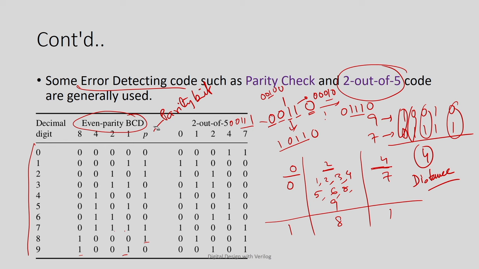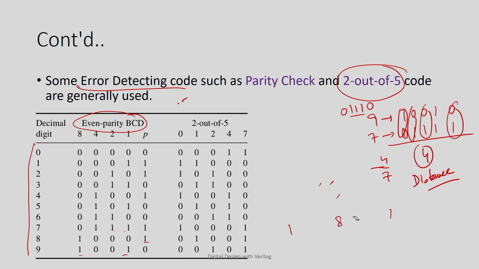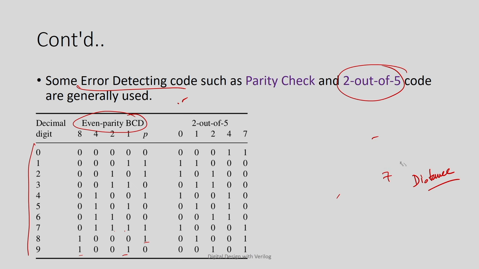The second error detectable encoding is called 2 out of 5. As the name suggests, we basically keep exactly 2 ones in the encoding. If there are 5 bits, there are 10 such scenarios where there will be 2 ones. In the encoding, every code word has 2 ones. For example, for 0 we have 0 0 0 1 1, for 1 it is 1 1 0 0 0, for 2 it is 1 0 1 0 0. You can see there are 2 ones here, 2 ones here, and so on.